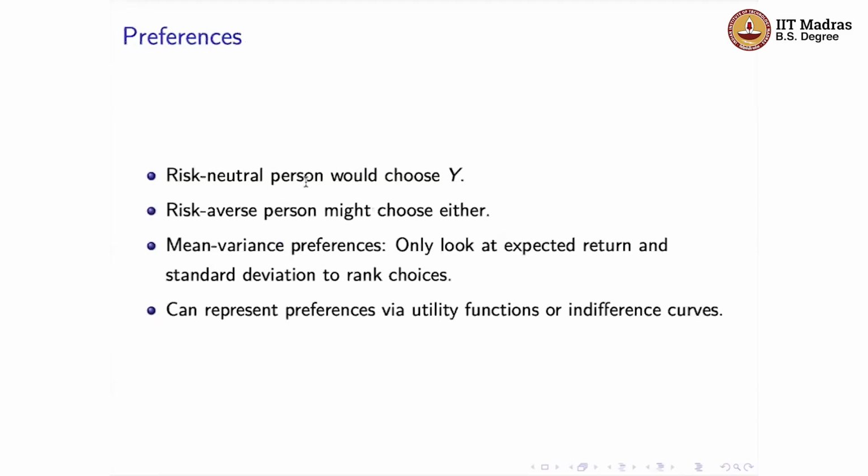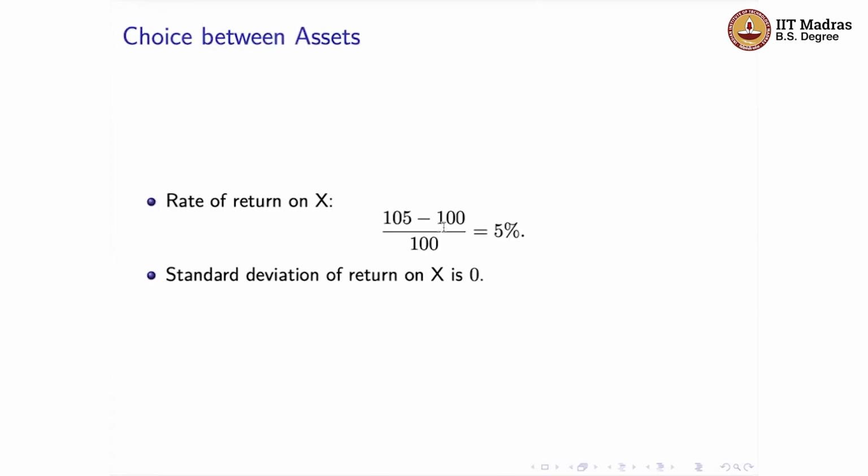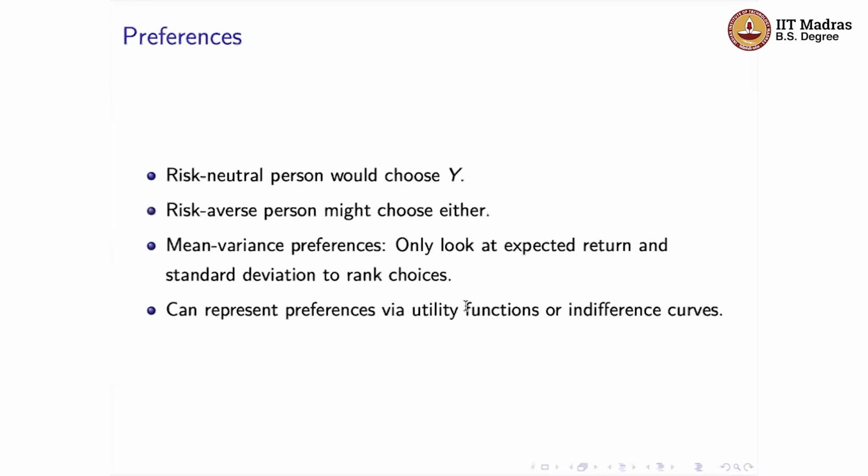But if you are somebody who dislikes risk, maybe your answer would be different. Why would that be the case? Even though Y is giving a higher expected return compared to X, clearly we observe that there is some risk involved in Y. And if you dislike risk enough, maybe your answers might switch. So you might end up preferring X over Y.